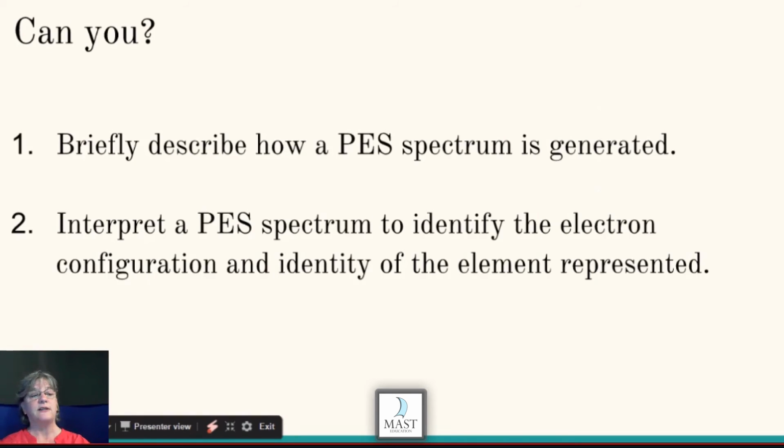With this very brief lesson, I would hope that you might be able to describe how a PES spectrum is generated. Once again, there are high energy photons that strike a sample, causing electrons to be ejected. The energy associated with the ejected electrons is interpreted to find the binding energy of each of those electrons. I would like you to be able to interpret a PES spectrum to identify the electron configuration of the represented elements and to generate the identity of the element represented.